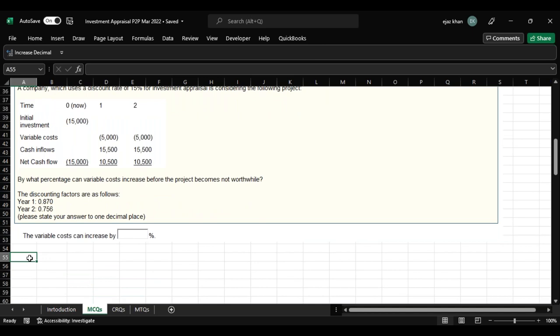In order to calculate the sensitivity of a project towards a project variable, you have to calculate the NPV, and you have to have the present value of that project variable. In this case, it's variable cost. Cash inflows are 15,500 in the first year, 15,500 in the second year, right? We can say it's a sales figure. Let us assume that it's a sales figure, and it's 15,500 for 2 years. So if it's for 2 years, we can simply use the annuity factor of 2 years to calculate the present value.